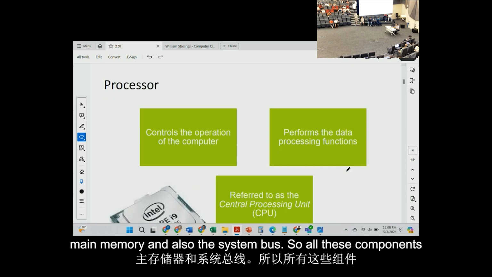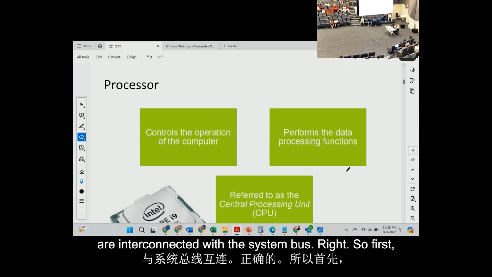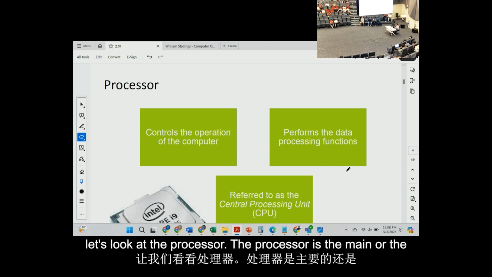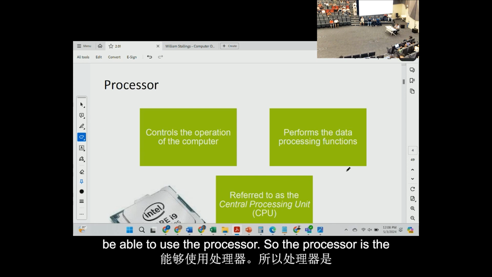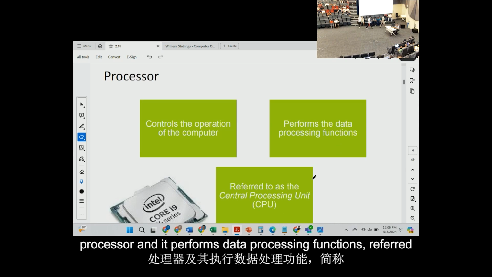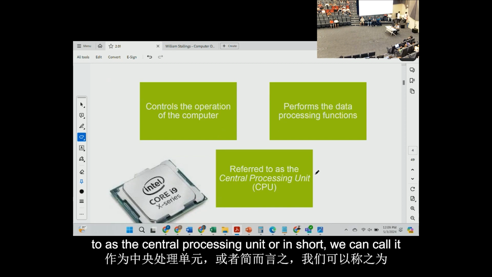First, let's look at the processor. The processor is the main part, or the brain, of a computer. Without the processor, the computer won't be able to process data and produce information. It controls the operation of a computer and performs data processing functions, referred to as the central processing unit, or in short, CPU.